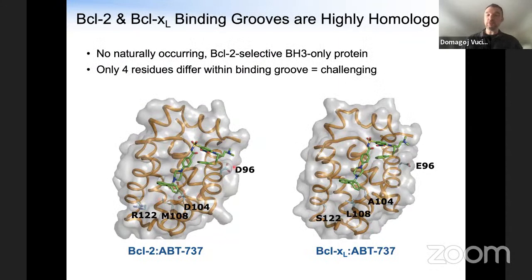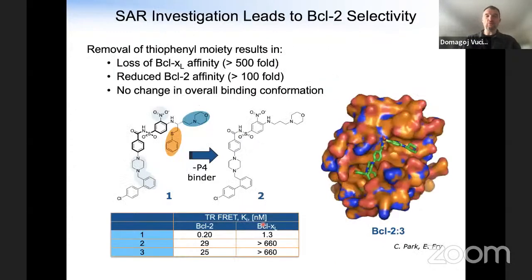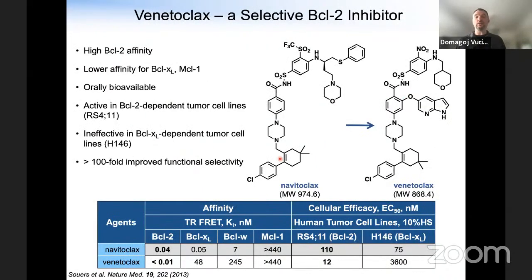And the key is that it was very difficult because they are similar. There are really maybe only 4 residues that are different in this binding groove. And so after a lot of effort, a few years and hundreds of compounds that were made, changing various moieties and parts of this molecule, we found one that has less BCL-XL affinity and still maintains BCL2 affinity, still has this binding conformation to bind to BCL2, but loses thrombocytopenia. And that resulted in the development of Venetoclax, which is a selective BCL2 inhibitor. So you went from Navitoclax to Venetoclax. As you can see, you improved over 100-fold functional selectivity.